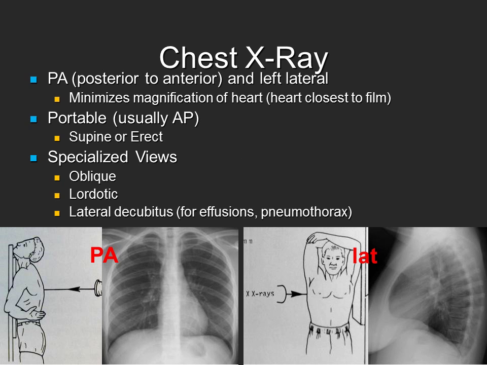In general, chest X-rays are usually the initial imaging study in patients with suspected thoracic disease. The standard views of a chest X-ray are the erect posterior to anterior and the left lateral views. These views minimize the distortion of the heart size by positioning the heart closer to the film.